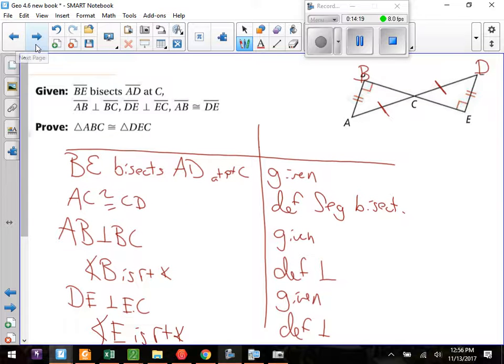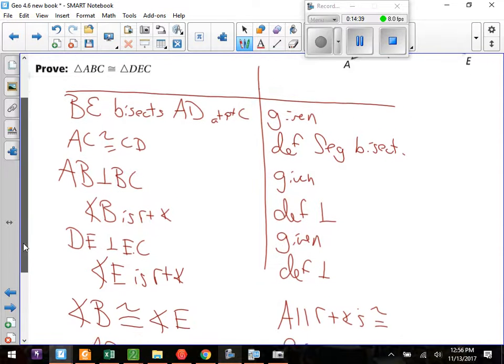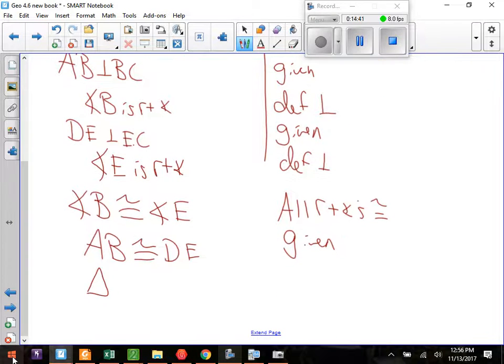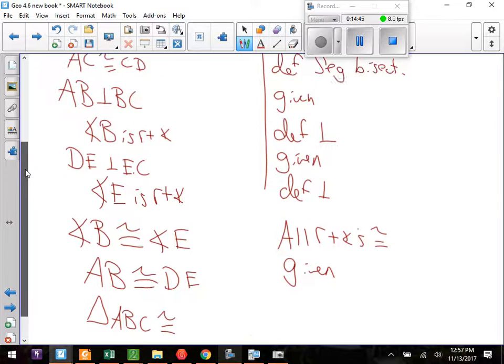And now we go back up and look at it. We have two sides and an angle, but it's not side angle side. And there's no ass in math, which makes this hypotenuse leg. Do you see it?